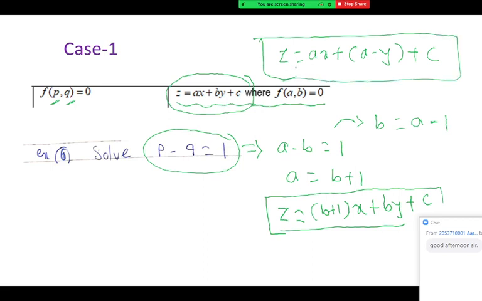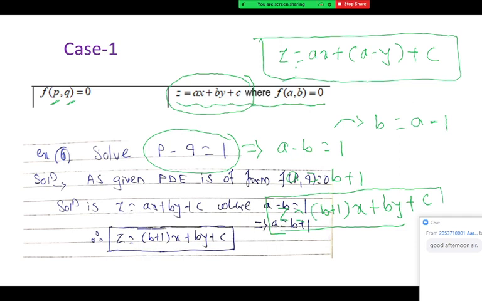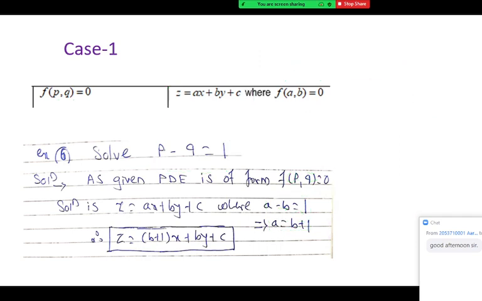Either you can eliminate a or b using the relation f of a, b equal to 0, and that becomes our final answer. So it is again one of the simple cases. It's not so difficult. So I will show the answer here. The answer is on the screen. You'll observe the given equation is p minus q equal to 1. So z equal to ax plus by plus c should be a solution where a minus b is 1, and we get that answer. Okay. So this question can come for 2 marks, not more than 2 marks there. The 2-mark question only.